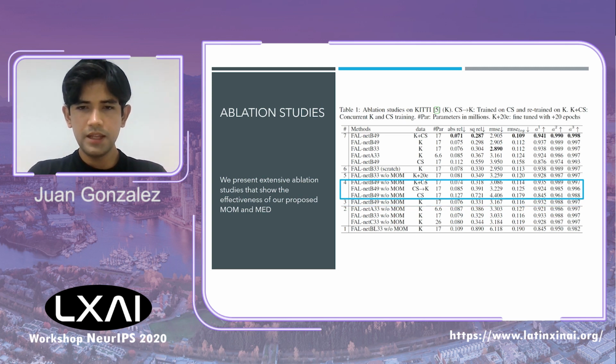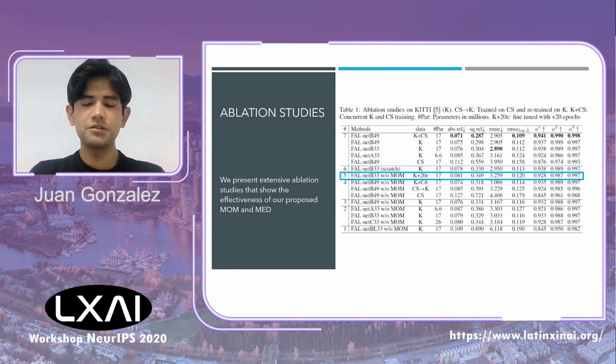Next, we evaluate the training dataset with KITTI and Cityscapes: pre-training on Cityscapes and then retraining on KITTI, and also training with KITTI and Cityscapes simultaneously. We observe better performance with training on KITTI and Cityscapes simultaneously. We also train with an additional 20 epochs to show that our improvements do not come from additional epochs, but from the fine-tuning with MOM, our mirror occlusion module.